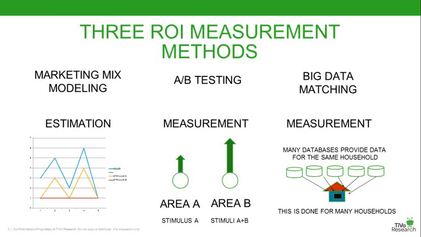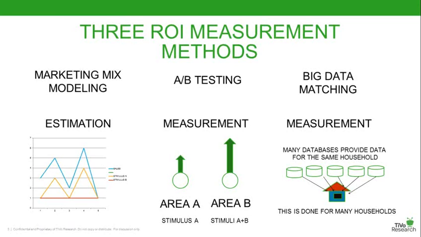But then if you look at A/B testing, if you take two matched geographic areas, and in area A you just test stimulus A, the one that marketing mix said had all the power, and in area B you use both stimuli, you might see that area B gets a higher sales response because stimulus B really is effective. It just isn't possible to tell that it's effective because marketing mix doesn't work that way.